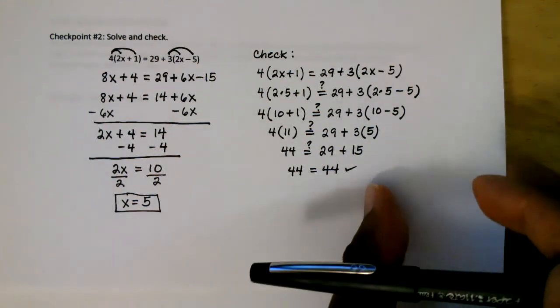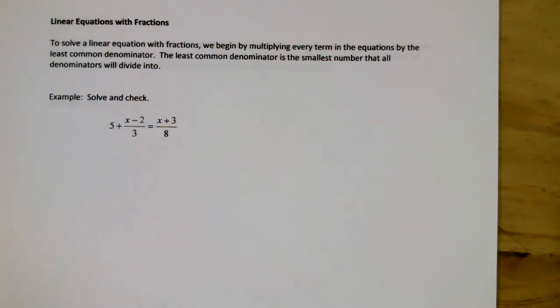Okay. All right, now let's look at linear equations that have fractions in them. So to solve a linear equation that has a fraction in it, we begin by multiplying each term in the equation by the least common denominator. And to remind you, the least common denominator is the smallest number that all denominators will divide into. That's the smallest multiple for each of those numbers that are in the denominator.